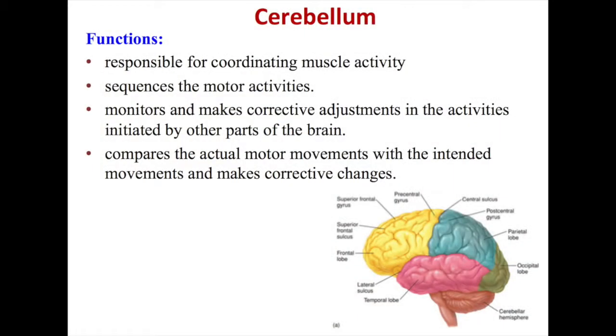The cerebellum is responsible for a number of functions. It is responsible for coordinating muscle activity, sequencing the motor activities, monitoring and making corrective adjustments in the activities initiated by other parts of the brain, and comparing the actual motor movements with the intended movements and making corrective changes.